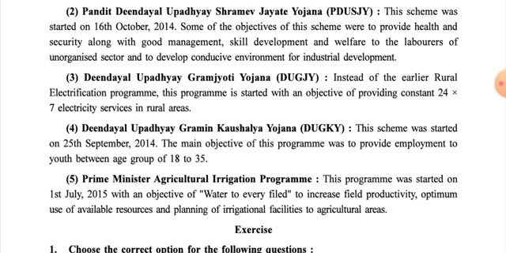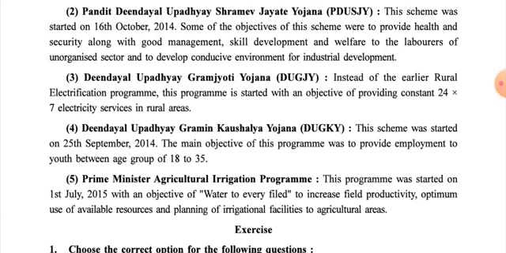So let us talk about the Pandit Dindayal Upadhyay Shrameva Jayate Yojana. This scheme was started on 16th October 2014. Remember this year also. Some of the objectives of this scheme, for which objective? It is to provide health and security along with good management, skill development and welfare to the laborers of the unorganized sector. First of all, what it is?